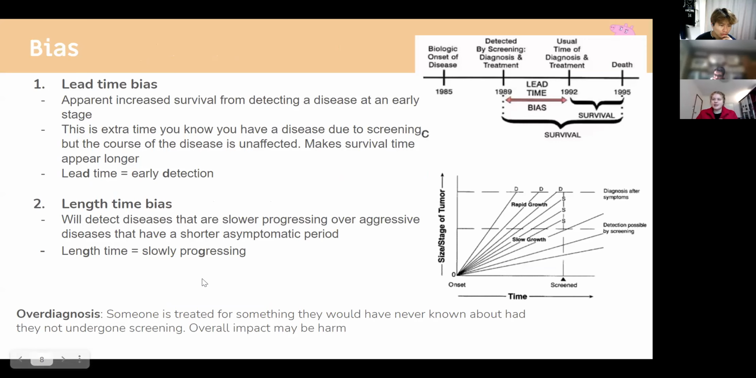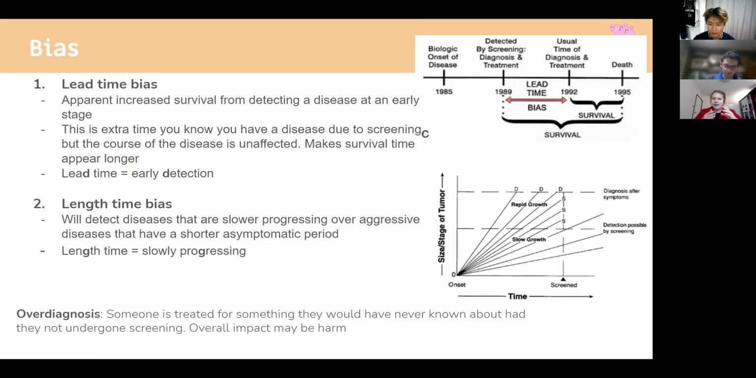And then going on to the last bit for today is about bias. So lead time bias and length time bias refer to when we catch the disease before it manifests itself properly. Lead time bias is all about early detection. So if we catch cancer, let's say 1 year before they would have gone to the doctor, when they would have realized it themselves. So we catch it 1 year before.